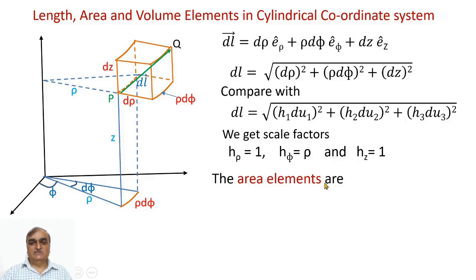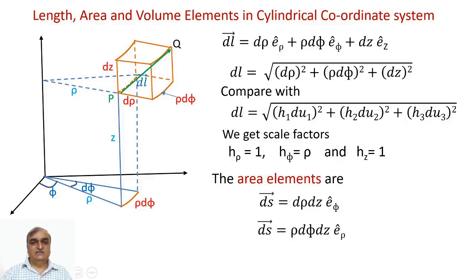Then the area elements. The first area element is ds equal to d rho dz. This is d rho, this is dz. Therefore, this front area is the area, and e phi cap is the unit vector normal to this area.